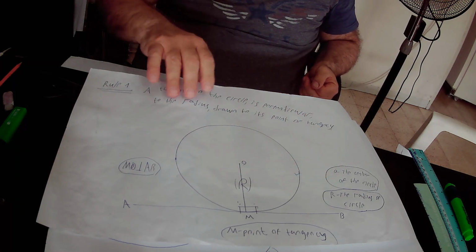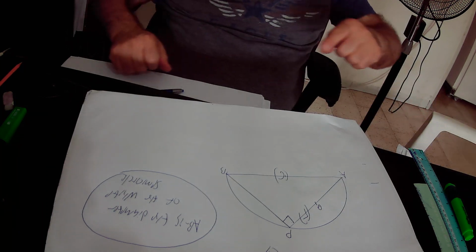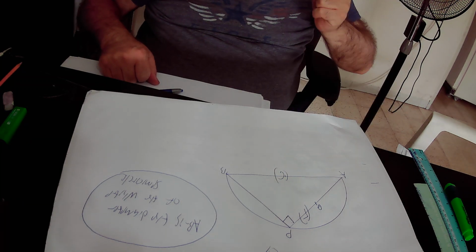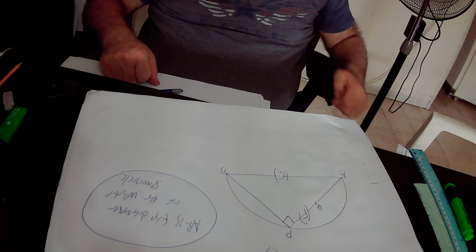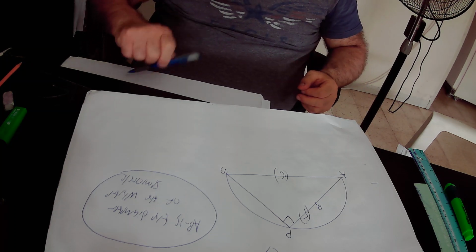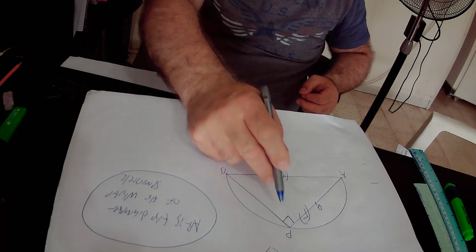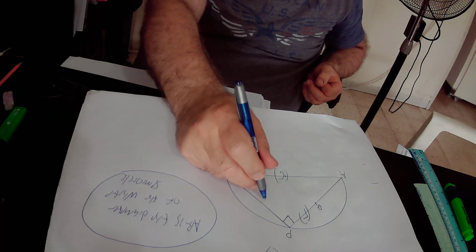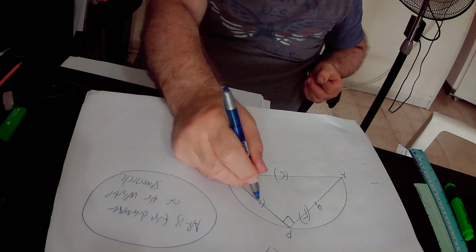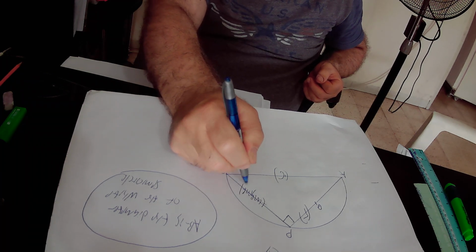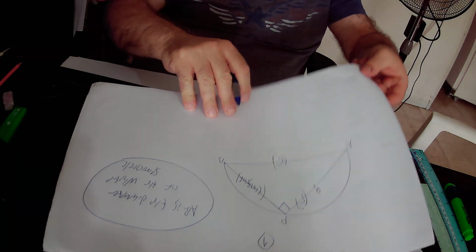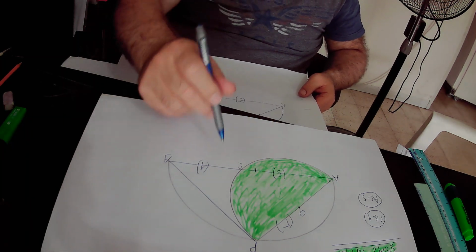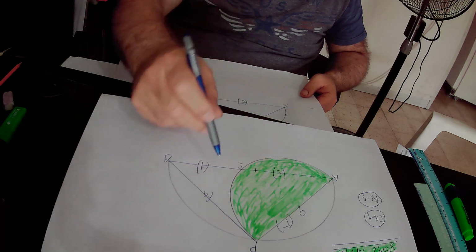Therefore, for rule 1, we can conclude that because line segment BP creates 90 degrees with the radius PO, it must be tangent to the green semicircle. So right now we found out that line segment BP is defined as a tangent to the green semicircle. Again, this is line segment BP that is defined as a tangent to the green semicircle.